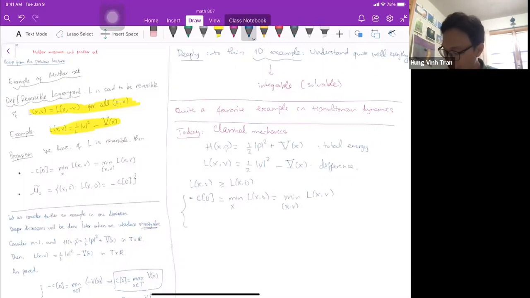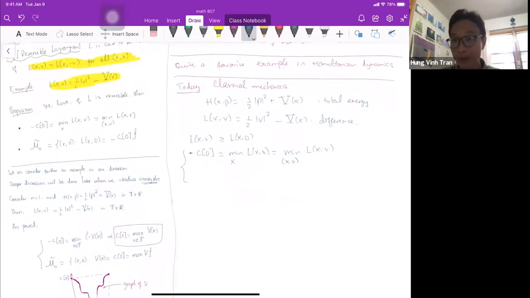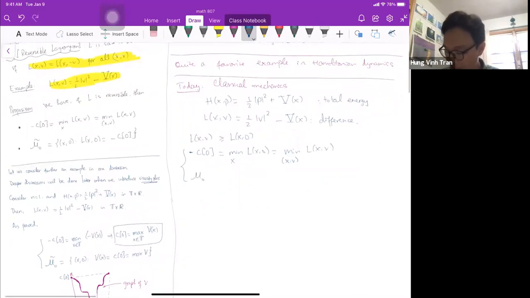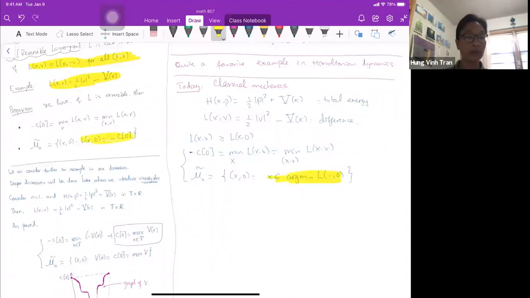The second claim is that we have a complete characterization of the Mather set in this case, or Mather measures. The Mather set is going to be all the points x0 for which x is in the argmin, in a fancy way, of L(x,0). It's just the fact that you can write it either way, so that it achieves its minimum. Okay, so far so good. Absolutely nothing complicated here.